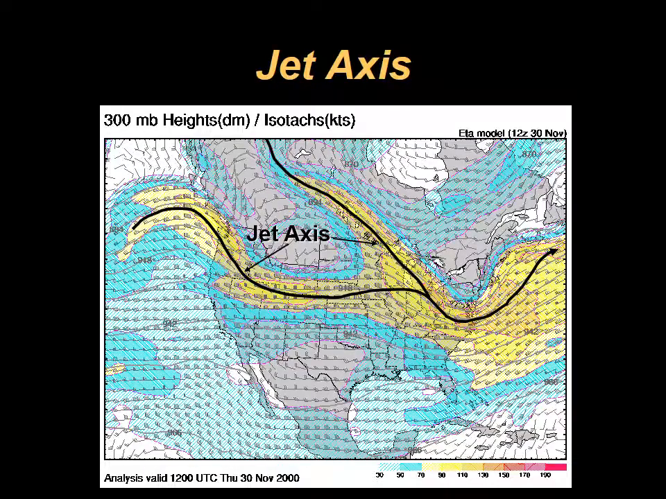Here's an example of a jet axis. All it's done here is, on a 300 millibar map, connect the points of the strongest wind speed. You can see in this case, the jet axis is split across Montana and North Dakota and finally meets up together across the Great Lakes and then moves across the east coast of the United States.